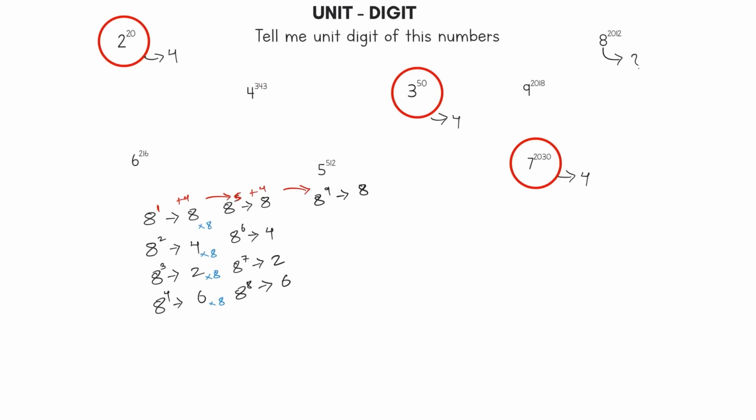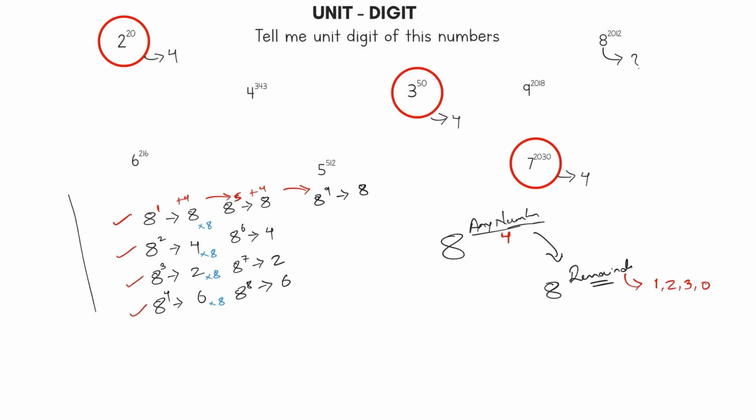Which means what? If I give you 8 raised to any number, what will you do with that? You will divide that number by 4, then get the remainder out of it. So what will be remaining is 8 raised to the remainder. Since you divide it by 4, what are the possible remainders that you can get? Is 1, 2, 3 and then 0. So if you get remainder as 1, this is the answer. Remainder as 2, this is the answer. Remainder 3 and then remainder 0.